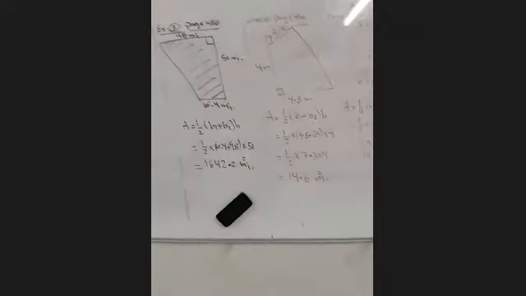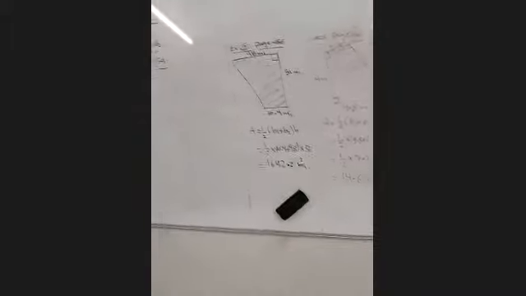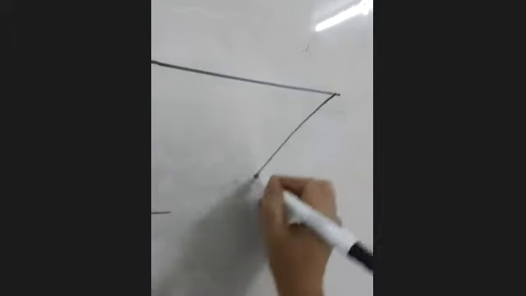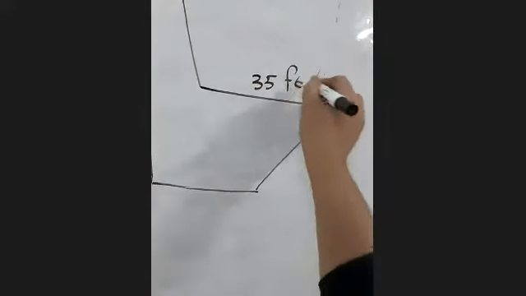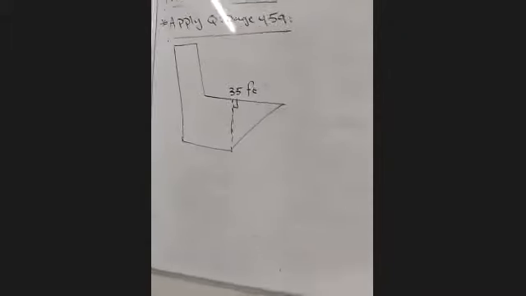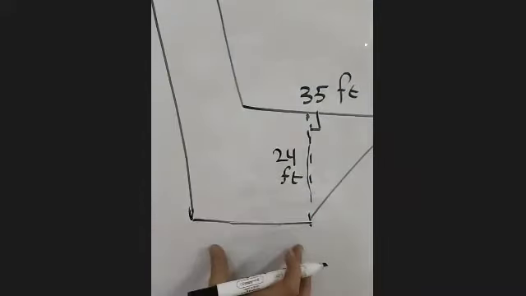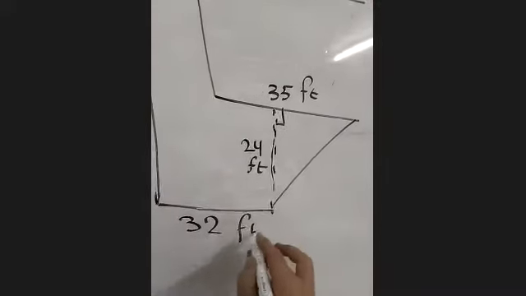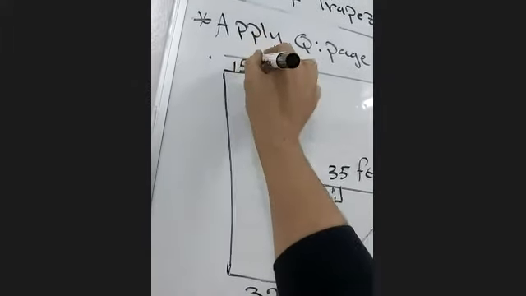Now we have this figure here, and they put dimensions on it, 35 feet here, 35 feet, and here they make height, and the height is 24 feet, and down here we have 32 feet, and here we have 15 feet, and here this width or length is 42 feet.